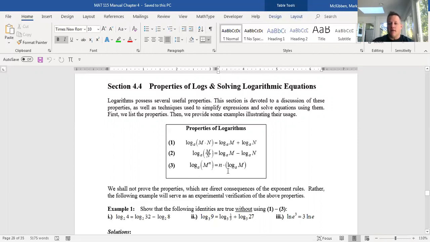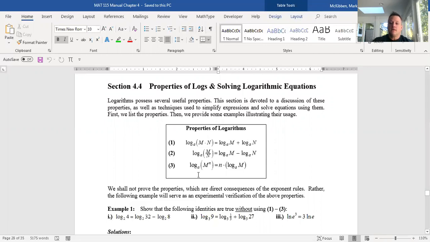Now, keep in mind, a lot of people, when they first see log rules, start taking logs of expressions incorrectly. For instance, a common error is to think the log of a sum is a sum of the logs, right? So if you're adding two quantities inside the parentheses, you cannot distribute that log through. Same with the minus. You cannot do that. The only things that you can simplify are logs of products, powers, and quotients.